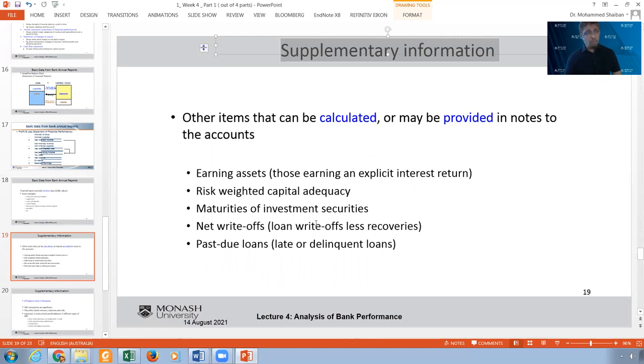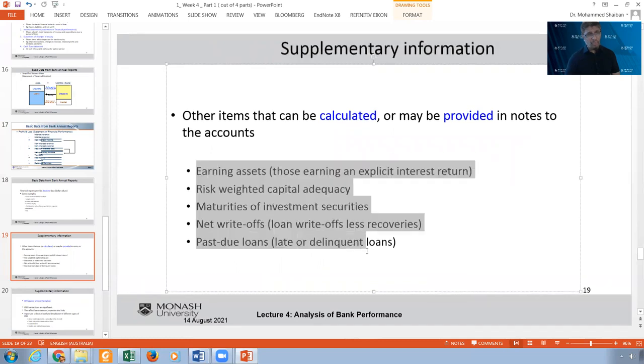And we can have also information about our risk-weighted capital adequacy, which is actually important to see whether we have enough buffers of capital for any losses. This cannot be found in the income statement or balance sheet. Maturities of assets, maturities of loans, the write-offs, past due loans, which is NPLs, all of that information is coming from the supplementary information.